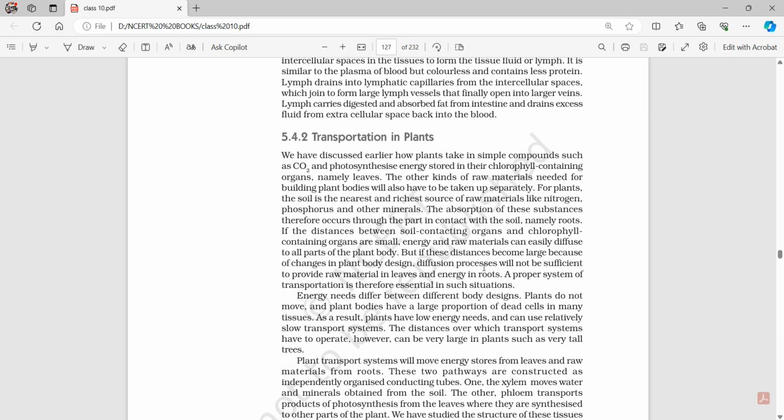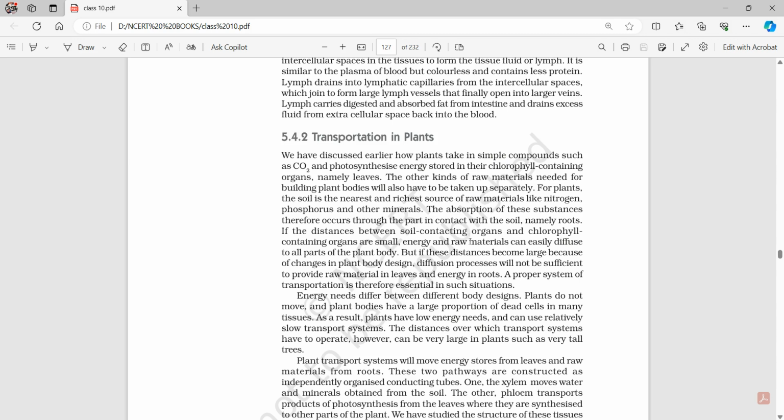5.4.2 Transportation in plants. We have discussed earlier how plants take in simple compounds such as CO2 and photosynthesize energy stored in their chlorophyll containing organs, namely leaves. The other kinds of raw materials needed for building plant bodies will also have to be taken up separately. For plants, the soil is the nearest and richest source of raw materials like nitrogen, phosphorus, and other materials. The absorption of these substances therefore occurs through the part in contact with the soil, namely roots.